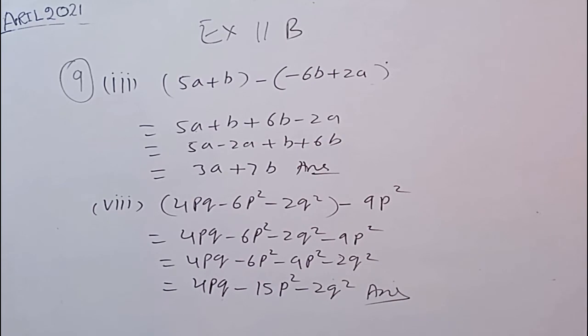Now I am taking question number 9, 8th part, that is 4pq minus 6p square minus 2q square, and we have to subtract 9p square. Just write in that manner. Open the bracket: 4pq minus 6p square minus 2q square minus 9p square. Now connect the like terms: 4pq, minus 6p square minus 9p square, minus 2q square. Minus 6p square and minus 9p square added together will give minus 15p square. The answer is 4pq minus 15p square minus 2q square. So in that manner you can do the rest of the parts of question number 9.